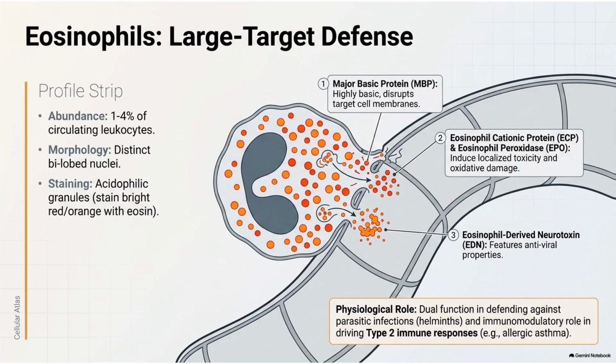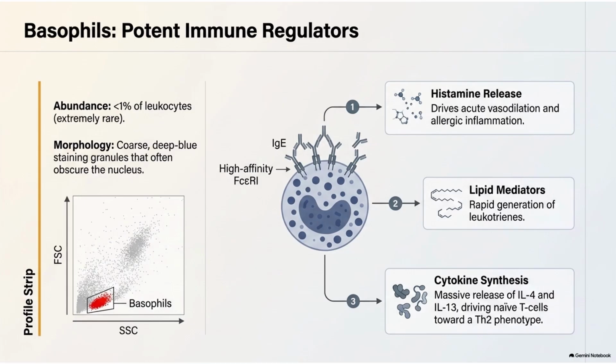Our third granulocyte is different. It's rare, extremely rare in the bloodstream, and its most important contribution isn't necessarily what it directly kills. Instead, think of this next cell as more of an alarm system capable of rapidly changing the environment around it. So basophils are the least abundant of our 5 major circulating leukocyte categories, typically accounting for less than 1% of peripheral white blood cells. But this is a great example of why abundance doesn't necessarily tell you importance.